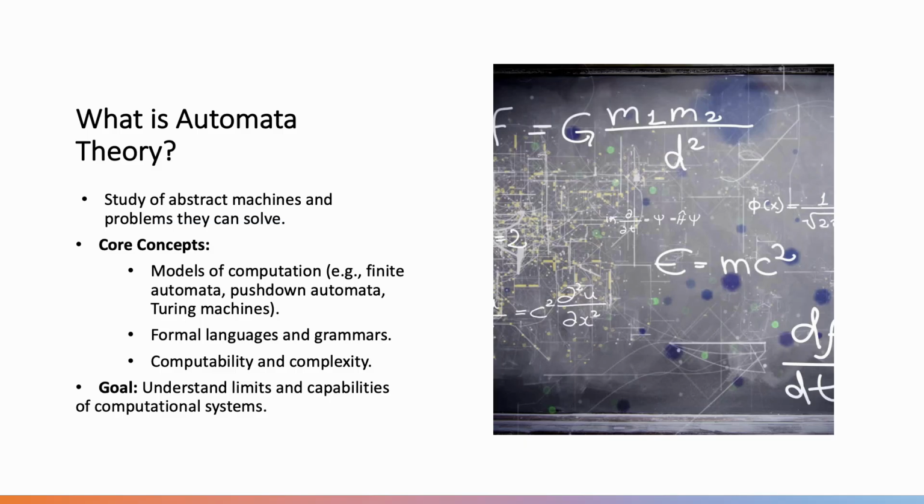What is automata theory? The study of abstract machines and the problems they can solve. The core concepts are models of computation such as finite automata, pushdown automata, Turing machines, formal languages and grammars, computability and complexity. The goal here is to understand the limits and capabilities of computational systems, and this is classical computing, or classical computational systems, we are discussing in this lecture.